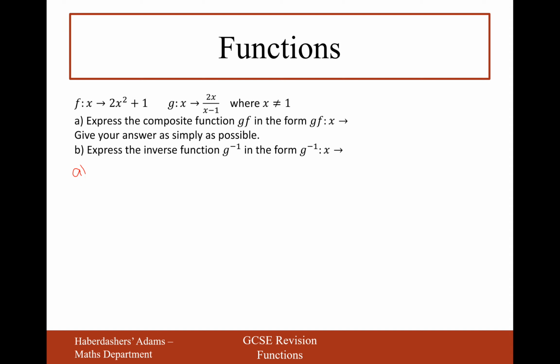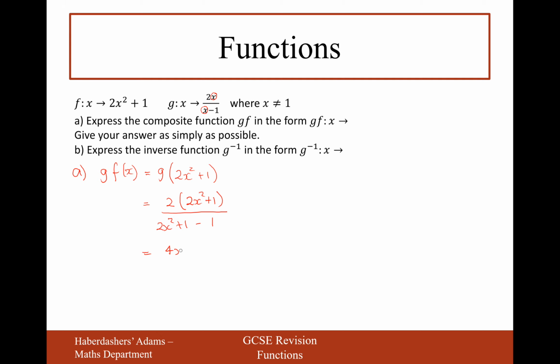So this means we're going to do the f function first. So gf of x equals, it's the f function first, that's 2x squared plus 1. And then what we do with that is we put 2x squared plus 1 into every single place there is an x in the g function, so 2 positions here. So it's going to be 2 times 2x squared plus 1 over 2x squared plus 1 minus 1. And now let's simplify.